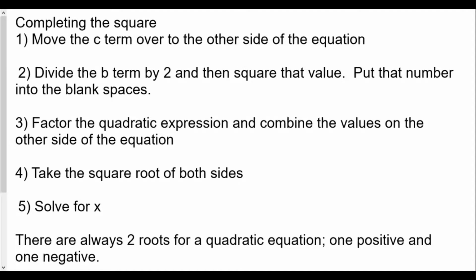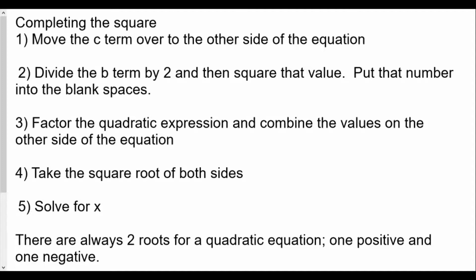Completing the square: we move the c term over to the other side of the equation. Divide the b term by 2, and then square that value. Put that number into the blank spaces. You'll see why we talk about blank spaces as I do this. The first thing to do, if we have this equal to 0, is move the constant over to the right side and replace it with a blank space on the left. That's what we'll add to both sides of the equation.